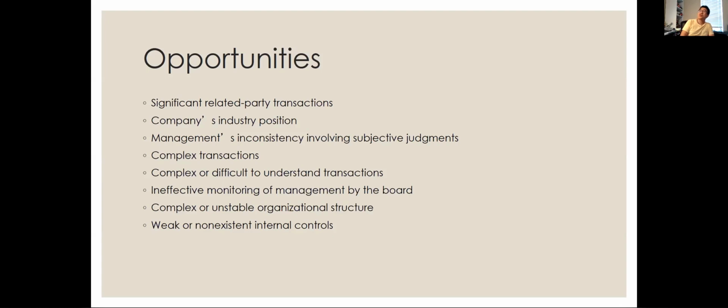Complex or difficult to understand transactions, ineffective monitoring of management by boards or by supervisors, okay? Complex or unstable organization structure, weak or non-existent internal controls. So what we are saying here is that when the company lacks rules, and even if they have rules, they lack people to carry them out, they are giving people opportunity, all right? And we might go further later.